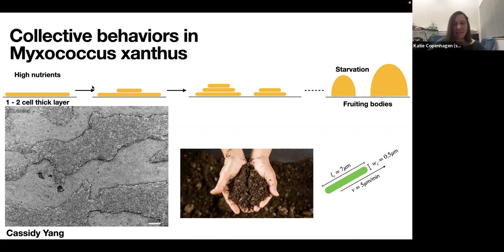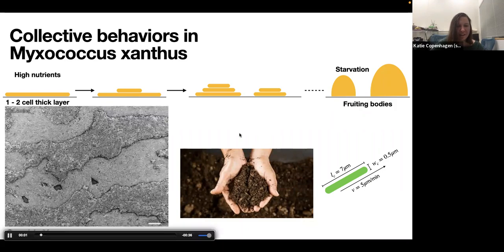And then as it runs out of food, it starts to form more and more layers on top of itself. Eventually it smooths out into these round mounds called fruiting bodies. Inside of these, the cells sporulate, and the spores can last basically forever until there are more nutrients available, and then they germinate and go back to this spread-out cell layer.